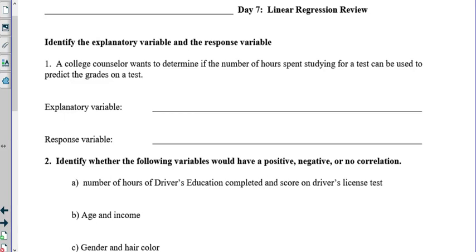All right, review for the last grade worksheet. Identify the explanatory variable and the response variable. So remember, we always say y depends on x. Okay? Explanatory is always our x, response is our y.